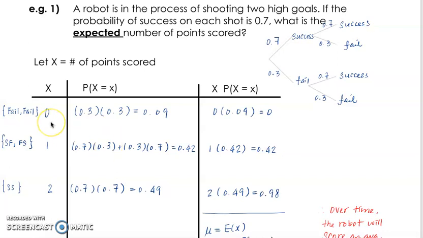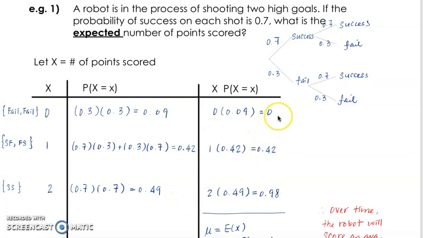Once we have laid out all the possible values of X, we can calculate the probability associated with each X. Following the tree diagram, getting no points is a fail times a fail. These are independent events, right? So we multiply these probabilities, 0.3 times 0.3. Making 1 shot, it can either be successful and then fail, or first fails but is successful after. So 2 cases added together, you multiply those probabilities, it's equal to 0.42. Or the robot scoring 2 points in the case of success followed by another success, so that's 0.7 squared.